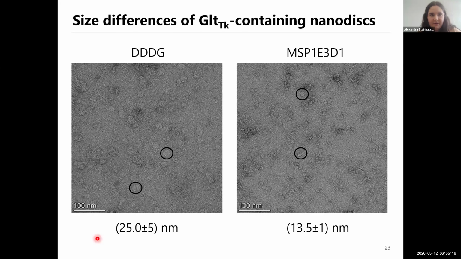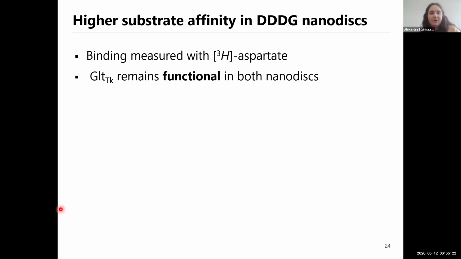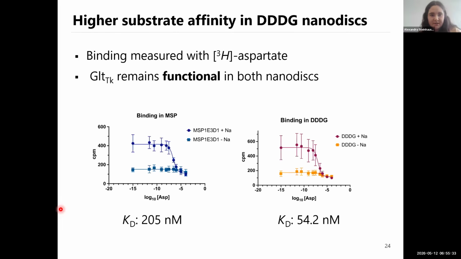And apart from that, we also wanted to test the binding. So we did a so-called uptake assay where we checked if GLTTK is able to bind to aspartate, and it remained functional in both nanodiscs. This is now shown here. On the left side, we see the graph for MSP. On the right side, we see the graph for DDDG.